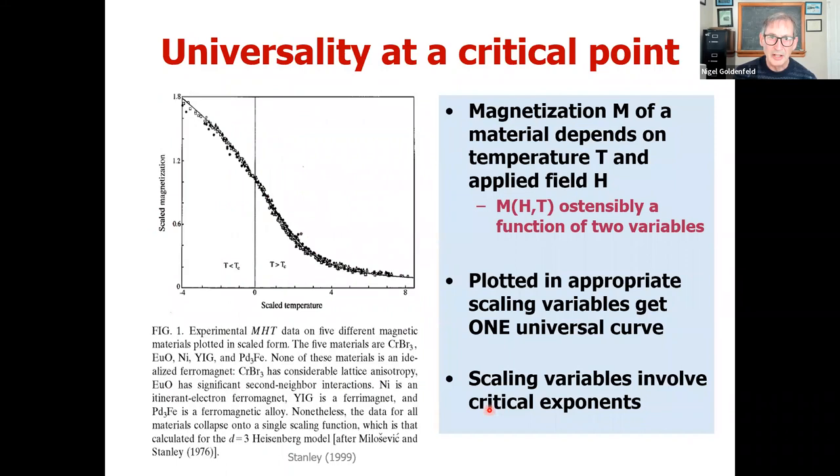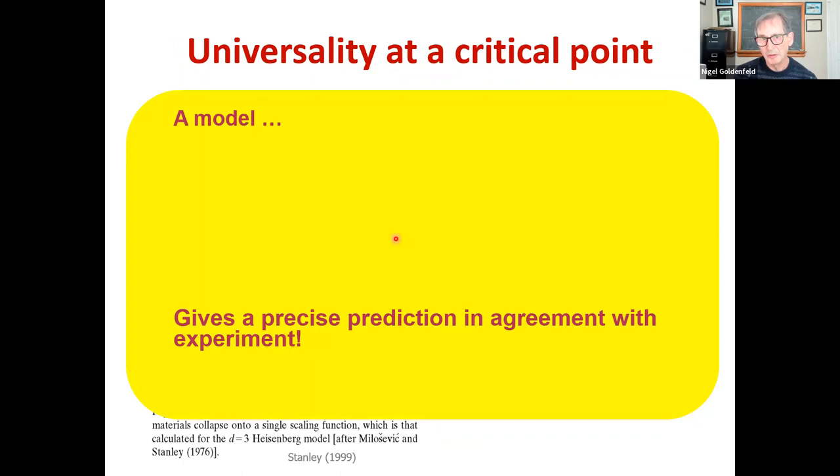I'm not going to go through that, but what one finds is that if you take the data and scale it in the way the theory predicts, taking the temperature in the way that theory predicts, both of these quantities involve the magnetization, the external magnetic fields, and the temperature, data from multiple different magnetic materials all fall onto the same universal curve, and that universal curve is the same as the one that the theory predicts based on the 3D Heisenberg model, the renormalization. And of course, this is great because it says that a model has given us a very precise prediction of what happens in critical phenomena in agreement with experiment.